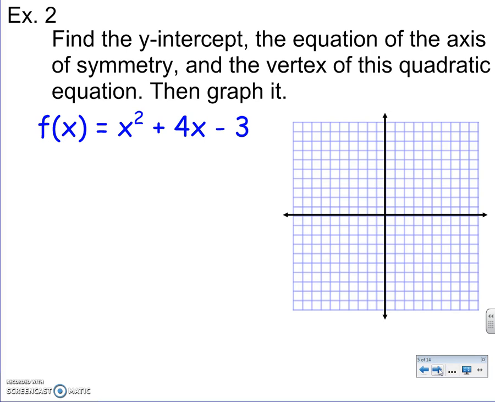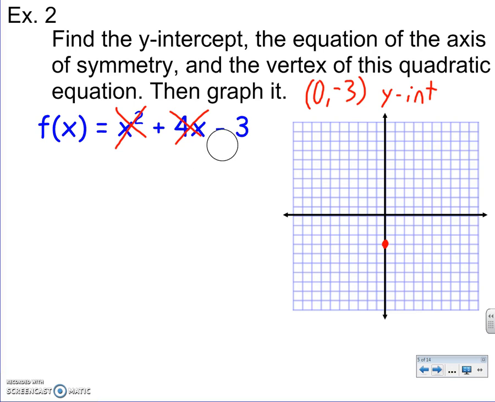So for number 2, find the y-intercept, the equation of the axis of symmetry, and the vertex, then graph it. Well, let's do the y-intercept first. That is standard form. I see, if I plug in 0 for x, this thing disappears, all that's left is negative 3. So I know the point 0, negative 3 is my y-intercept. So I'll graph that, 0, negative 3.